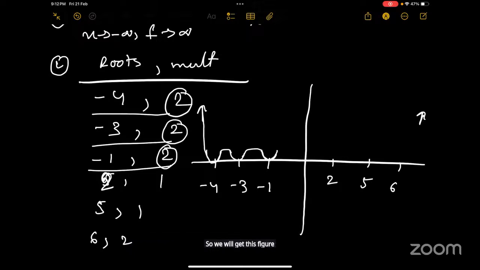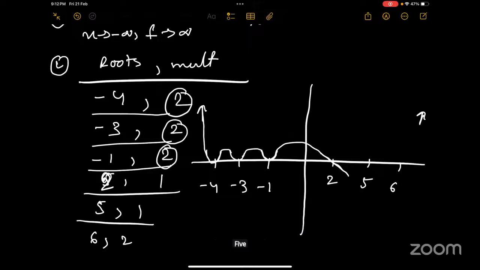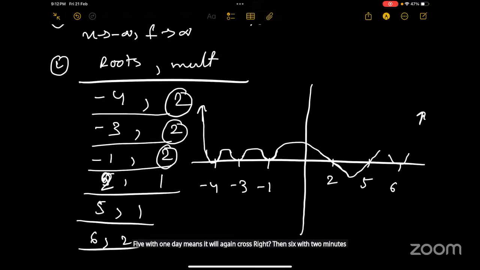2 with 1, that means it will cross, right? Yes, ma'am. If I connect them, then we will get this figure. 5 with 1 means it will again cross, right? Then 6 with 2 means a U shape, right? Then we will connect them.